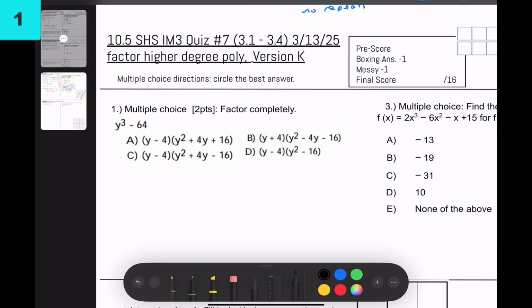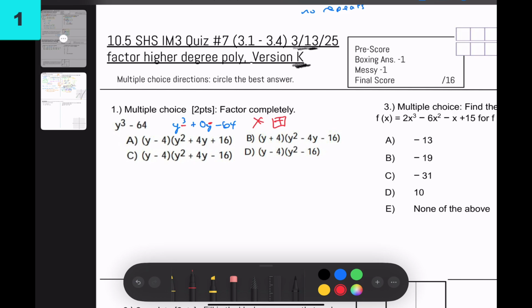Hey guys, this is your quiz number 7 taken on March 13th. This is version K. Okay, the first one you'll notice does not have... you cannot do something like this. You can't add a 0. Let me explain why. Half of 3 should be 1.5 and that one is a 1. So you can't do that. No, okay? You count the number of terms.